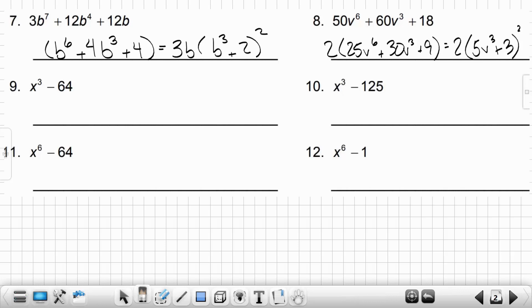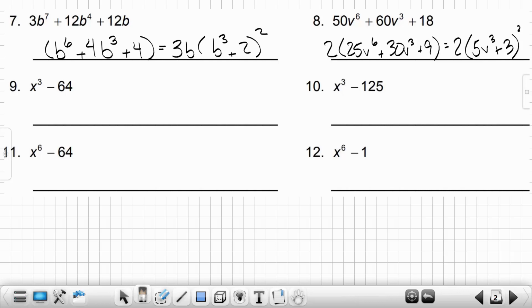All right, where am I at? I'm to Michael. Number 9. What is it? X cubed. Is that a cube or a square? It's a cube. 64. Is 64 a cube also? It is. So this is difference of cubes.